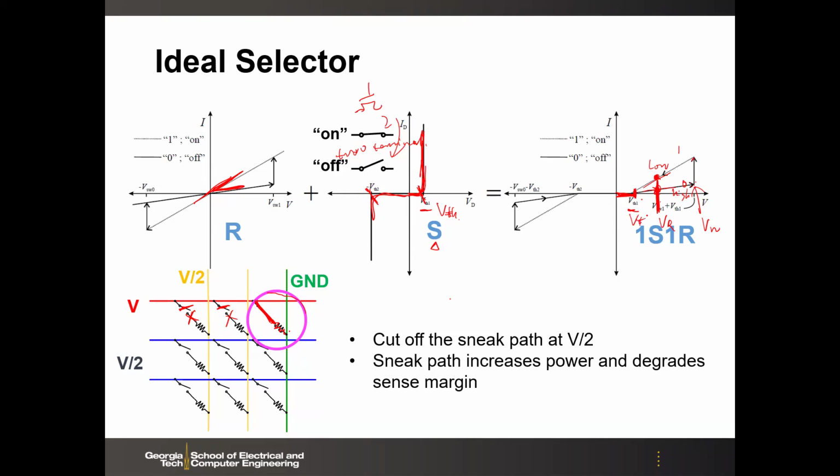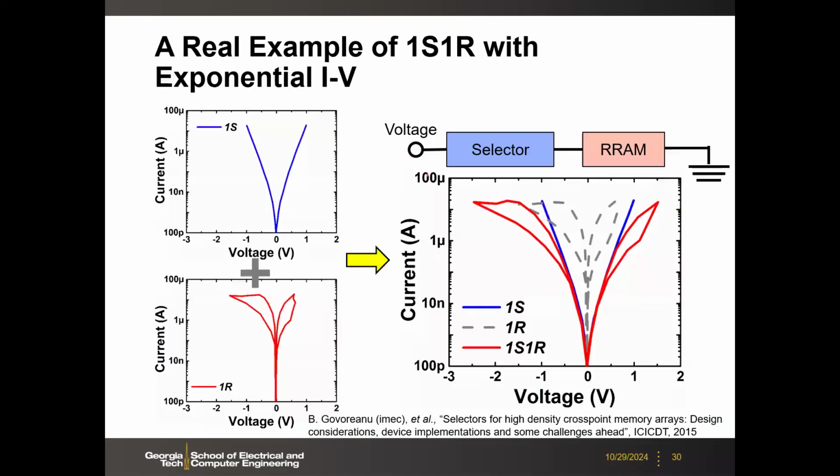So this is the ideal selector, but in reality, there's nothing like a straight line, where below that is all 0 and above that is fully turned on. In reality, no semiconductor device can provide this, okay? So in reality, this is what you may have.